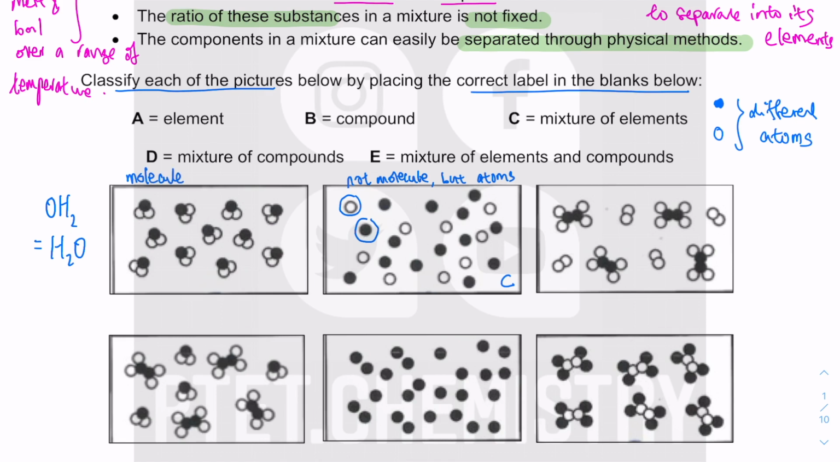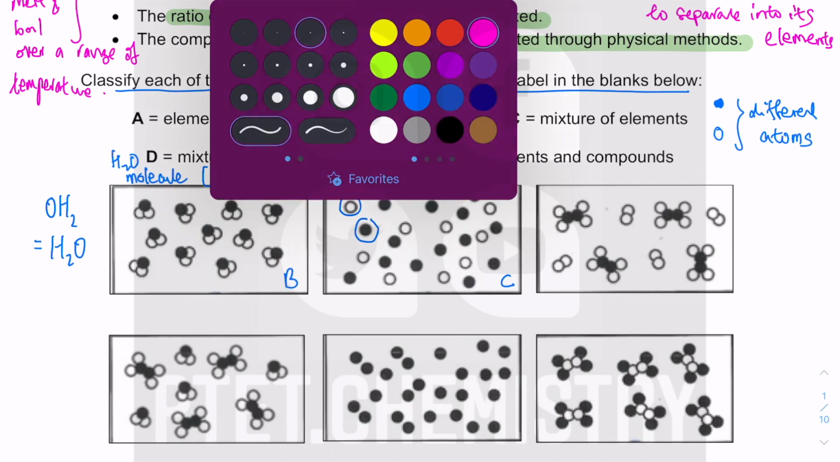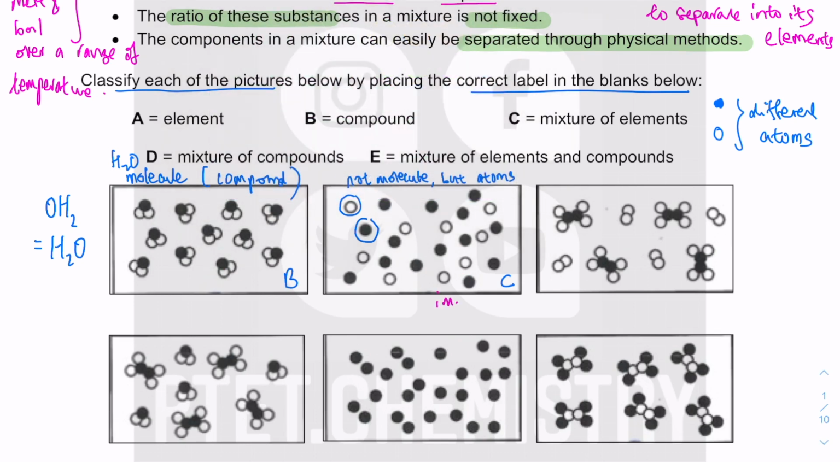So this is an H2O molecule, but it's also a compound, and it's not a mixture of compounds because all of them are one black, two white. So it's a pure substance. This one is pure because all of them are the same substance. This one is impure. So I can write impure. And this one is pure.